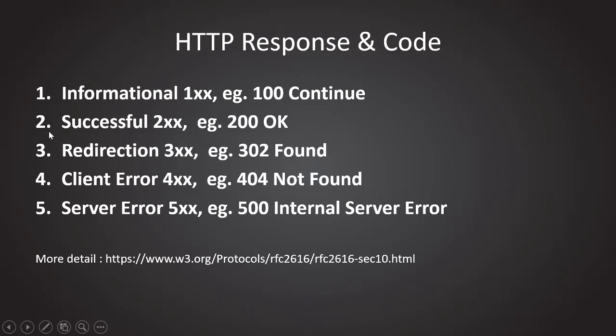The second kind is successful, denoted as 2XX. For example, 200 means OK, and we saw that in the last video. The third type is redirection, denoted as 3XX. For example, 302 means the redirected page has been found. The fourth kind is client error, denoted as 4XX. For example, 404 means that the page is not found.